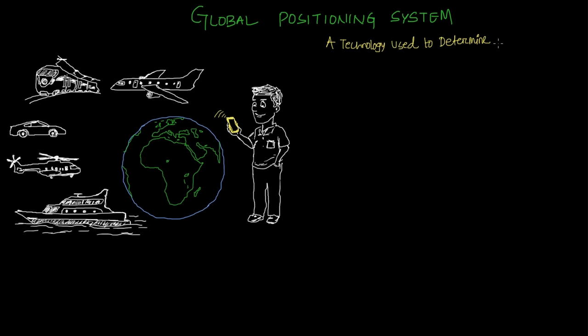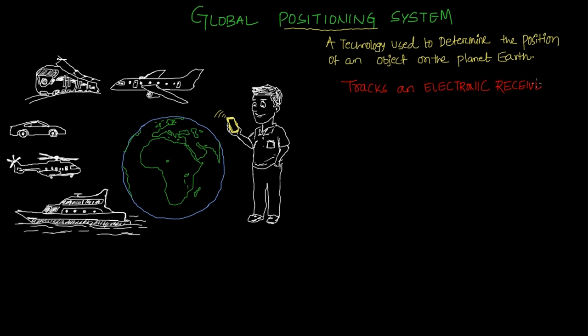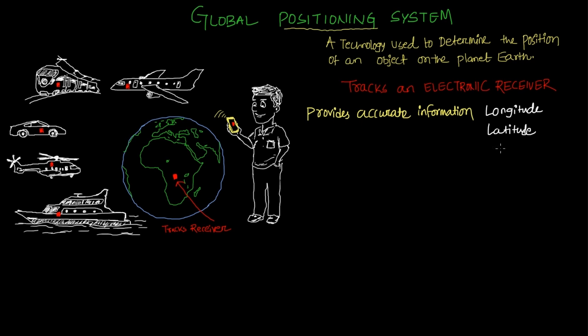Now, GPS is a technology that determines the position of an object anywhere on the planet Earth. To be more specific, it tracks an electronic receiver that is fitted into all of these objects. Yes, into all of these, including your smartphone. So essentially, it tracks that receiver, provides accurate information about its position, the longitude, the latitude, and the altitude, a point location in all three axes of the three-dimensional world we live in, X, Y, and Z.